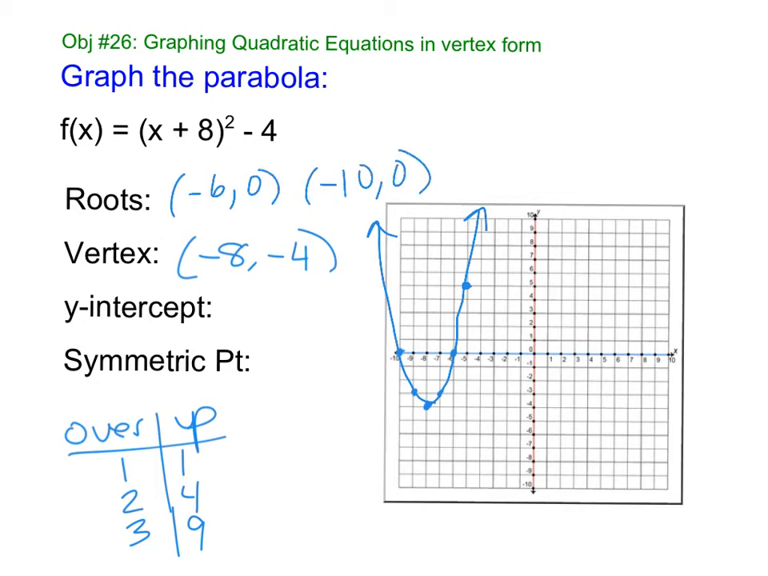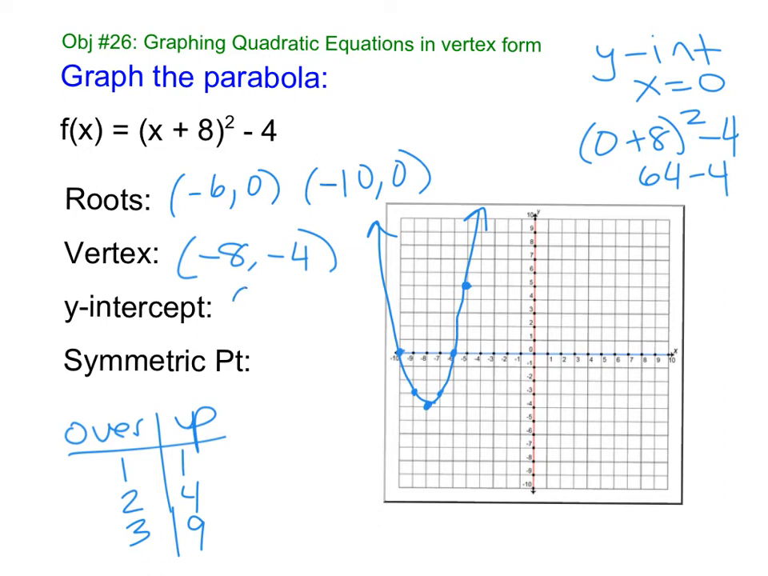Okay, now here's the tricky one. We don't know the y-intercept, right? We have no idea. It's not on this picture. What is the x value at the y-intercept? At our y-intercept, our x equals 0. So if we plug in 0, we get 0 plus 8 squared minus 4. That's 64 minus 4. That's 60. So we get (0, 60). And then remember, symmetric point, we double our vertex, so (-16, 60). So that's a little tricky. The y-intercept isn't so easy to find when we're in vertex form.